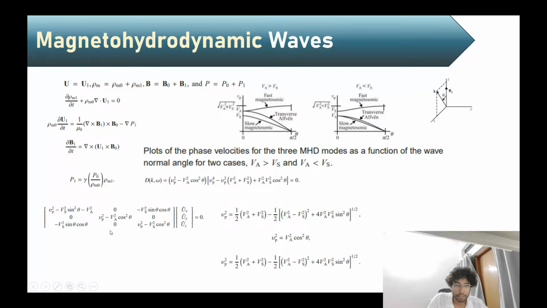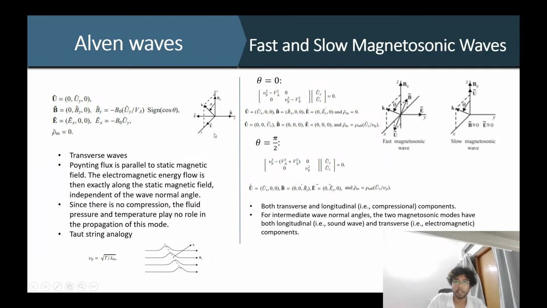So starting from this equation and taking theta to be 0, we can just remove this row, because this row will give you the Alfvén wave solution. So we just take the first and the third row and rewrite this equation, and this is how it turns out to be for theta equals 0. So we just remove the second row, right?